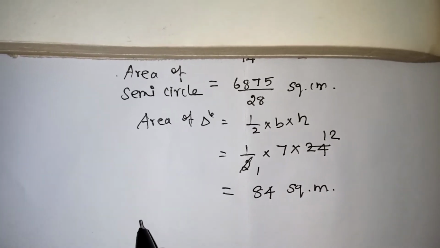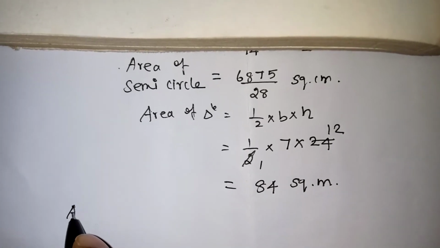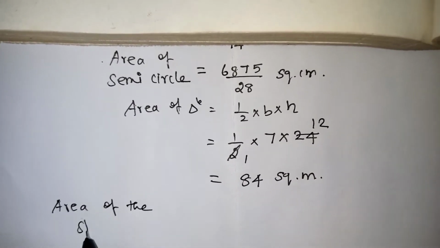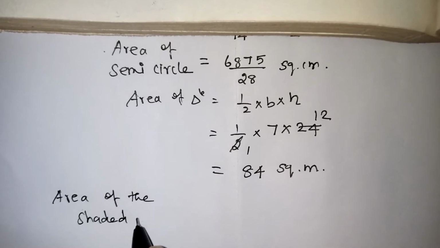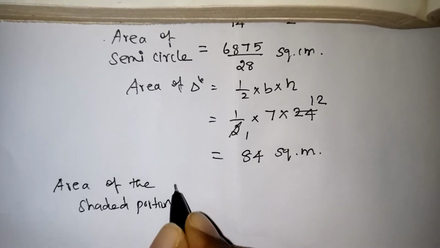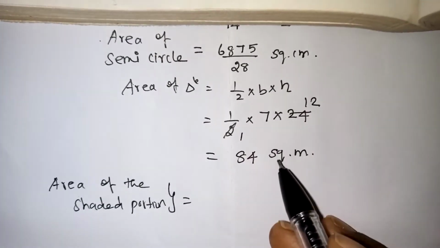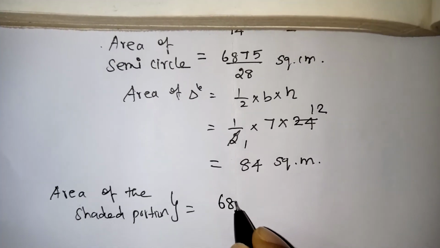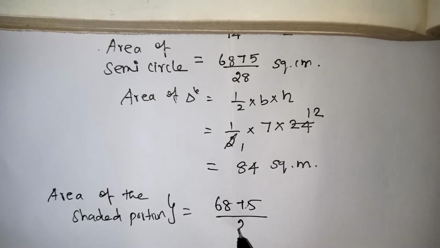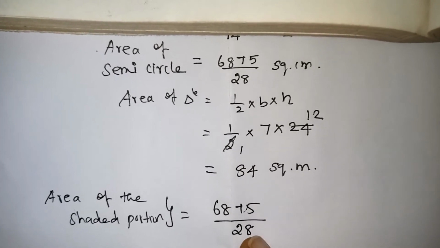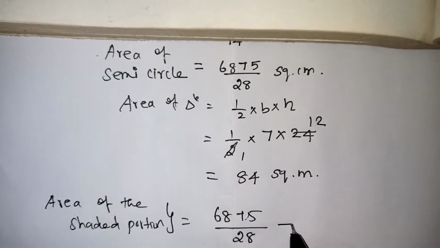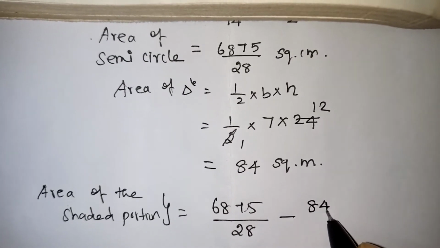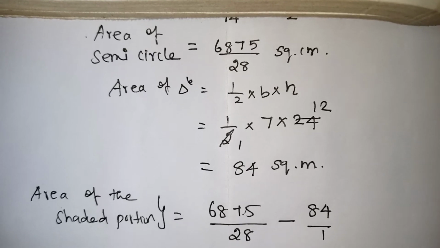Now actually our final question is to find the area of the shaded portion. So the area of the shaded region or shaded portion is equal to: the shaded portion will be from the semicircle, we have to subtract the triangle. That is our formula. So 6875 by 28 is the area of the semicircle value. We got it here. From the semicircle we have to subtract the triangle. It's 84. Denominator nothing is there. Let us take it as 1.